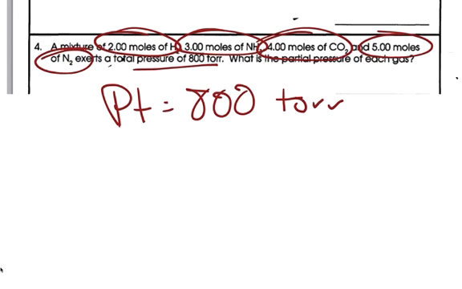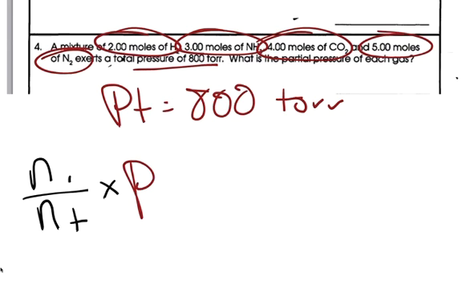It wants to know the partial pressure of each gas. Well, how do we know the partial pressure of each gas? Because we said already that the mole fraction is going to be equal to the pressure fraction. So if I know the mole fraction, n of whichever gas over the total number of moles, and I multiply that by my PT, my 800 torr, that is going to give me the pressure of that individual gas. So if we solve for hydrogen first, the moles of hydrogen over the total moles times the total pressure is going to give us the pressure of hydrogen.